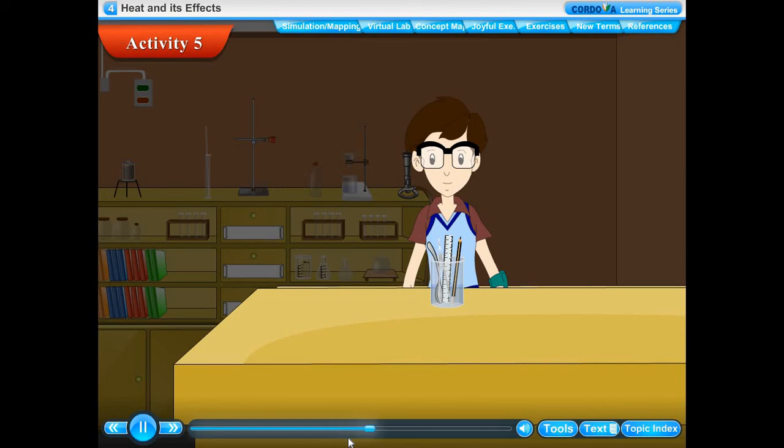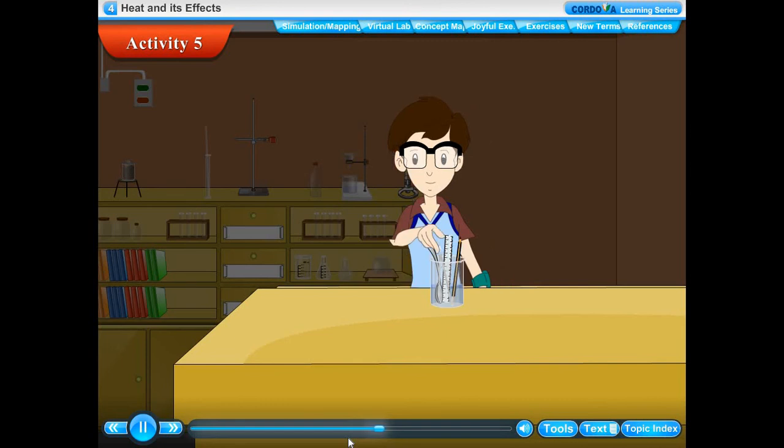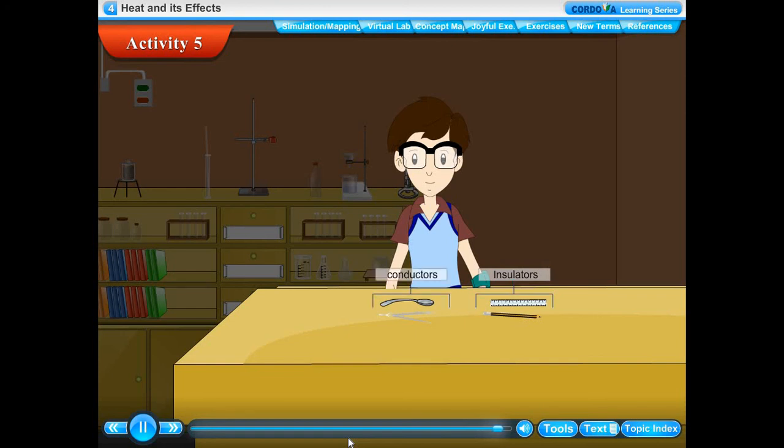Observation: we observe that steel spoon and divider get hot. Both are made up of metals. They allow heat to pass through them. They are called conductors. Plastic scale and pencil do not get hot. Plastic scale is made of plastic, whereas pencil is made of wood. Both plastic and wood do not allow heat to pass through them. They are called insulators. Conclusion: so we conclude materials like plastic and wood are insulators, whereas metals are conductors.